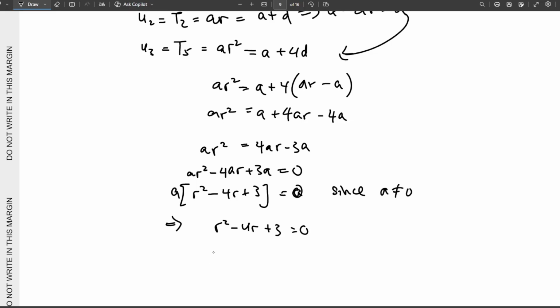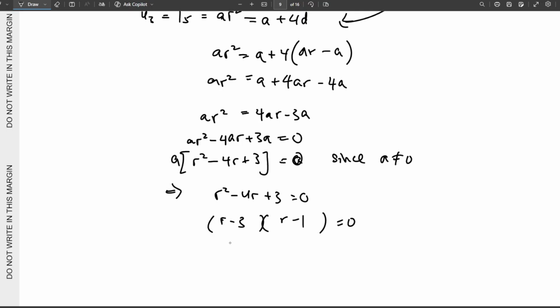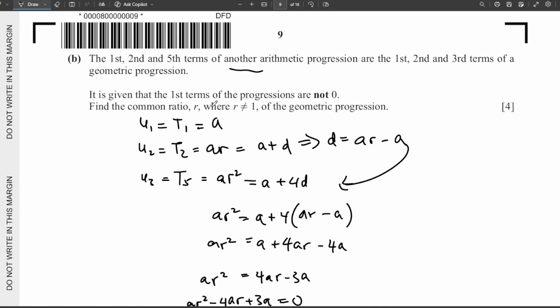I think we can factorize. Yep, r equals 3 or r equals 1. But again, you can check your knowledge and convince yourself of this, because for a geometric series, if your common ratio, the thing that you multiply each time, is 1, it's not going to be a geometric progression, because it will be the same term over and over again. 1 multiplied by anything does not change the number. That's why it's also written in the question: r cannot be equal to 1.